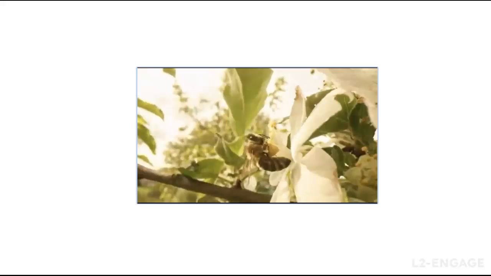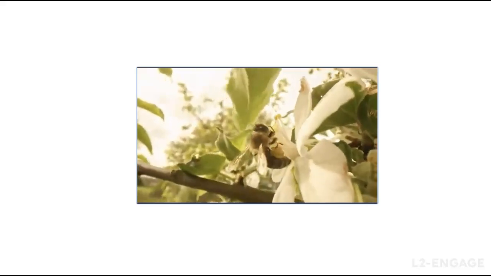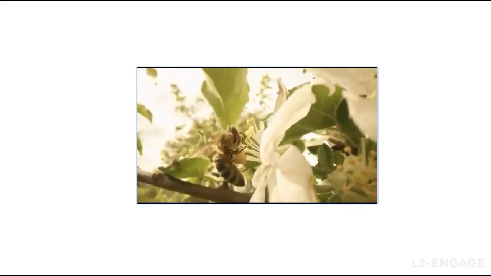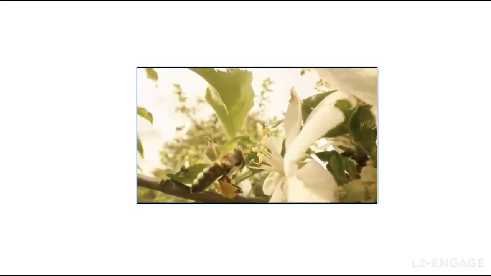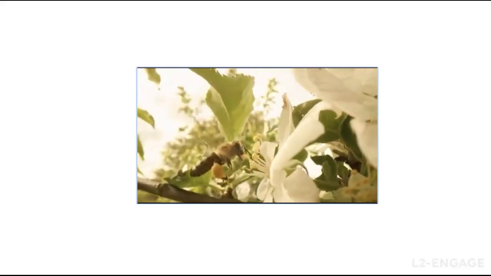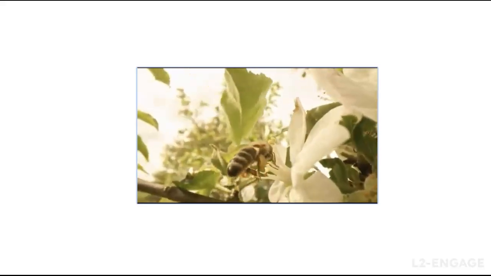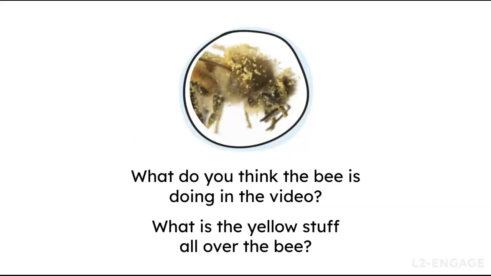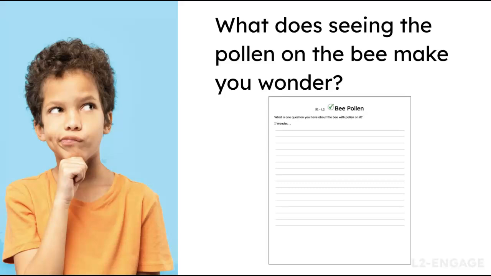To begin the engage portion of the lesson, you'll remind students that in the last lesson, they figured out how flowers grow by observing and investigating the plant life cycle. You'll project a video and close-up picture of a bee. You'll ask what students think the bee is doing in the video and what they think the yellow stuff on the bee is. You'll ask what seeing pollen on the bee makes them wonder and have students record their questions on the Bee Pollen Student Journal page.